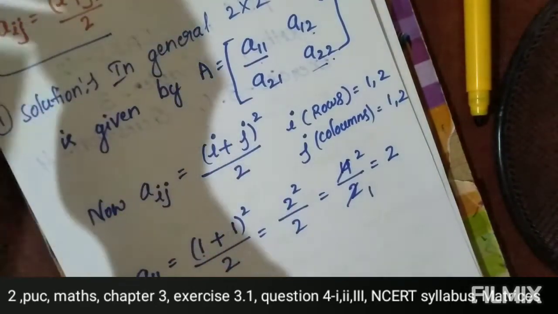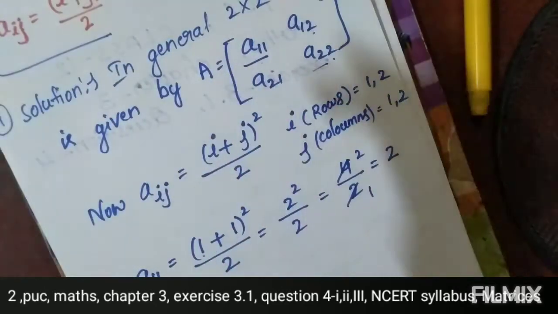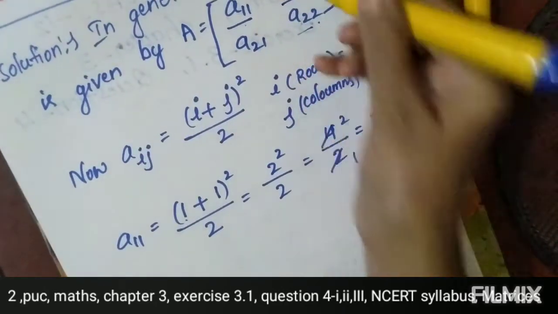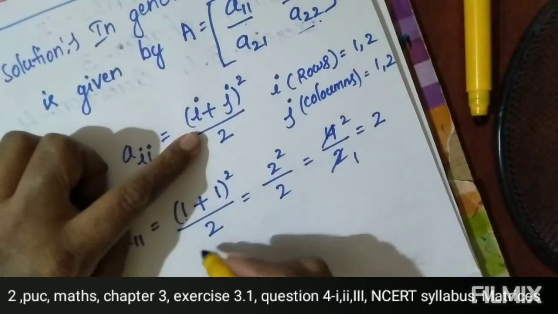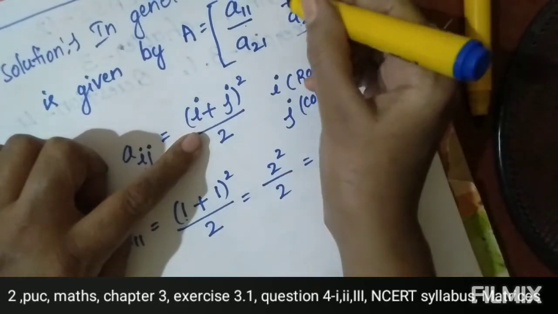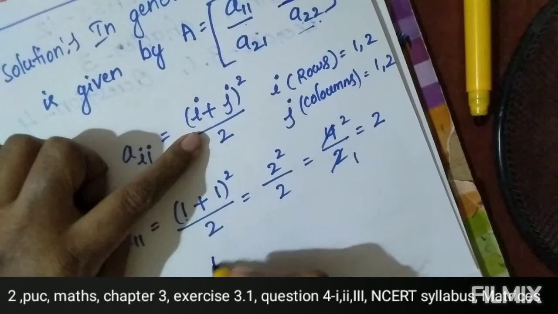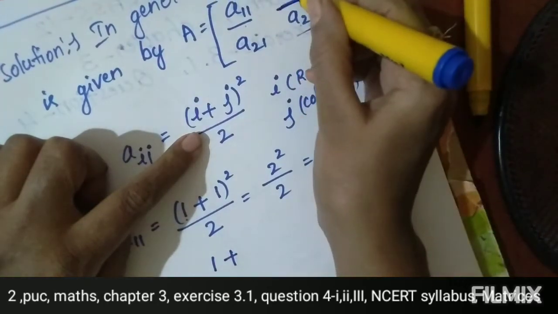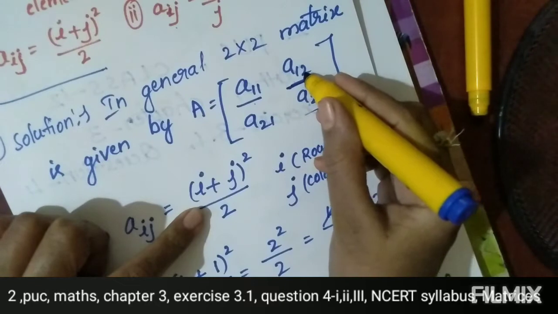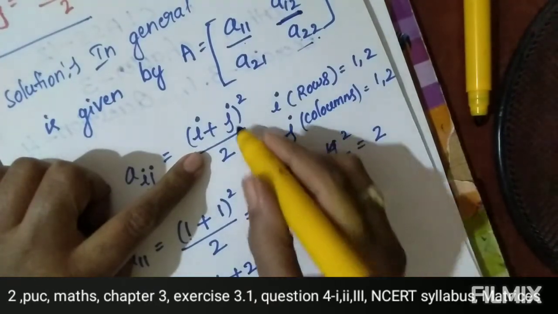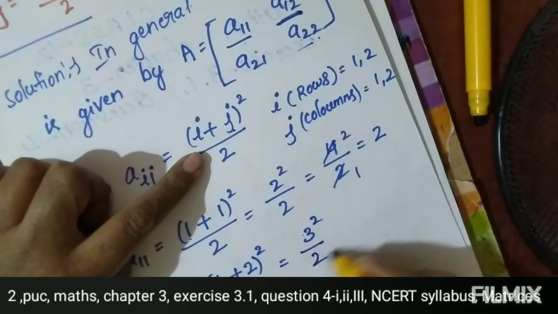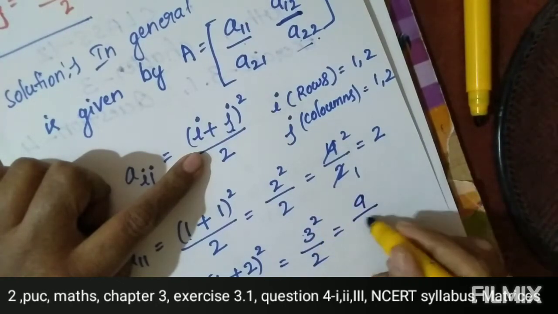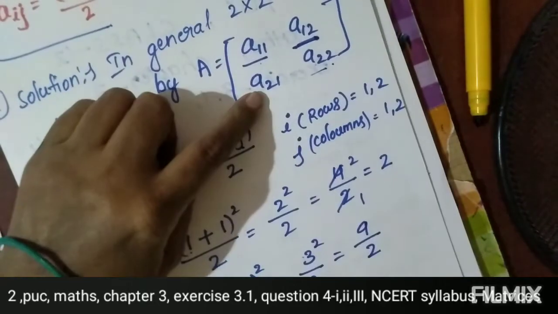Then we take A12, and this is the element formula. A12 means first row plus second column, where j means column. Whole square divided by 2 is equal to (1 plus 2) is 3, square divided by 2. Then 3 3s are 9, 9 by 2. And then we take A21.